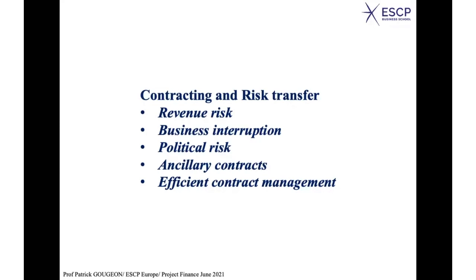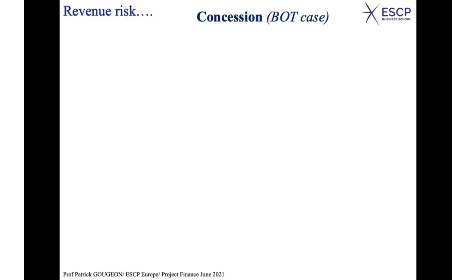So let's start with the revenue risk. I will focus on the case of a concession or a BOT case: build, operate, transfer. You have a concession for a period of time. You build the project, you build the infrastructure, you operate it, and at the end of the concession, the assets are transferred to the public entity. This is typically what we mean by concession.